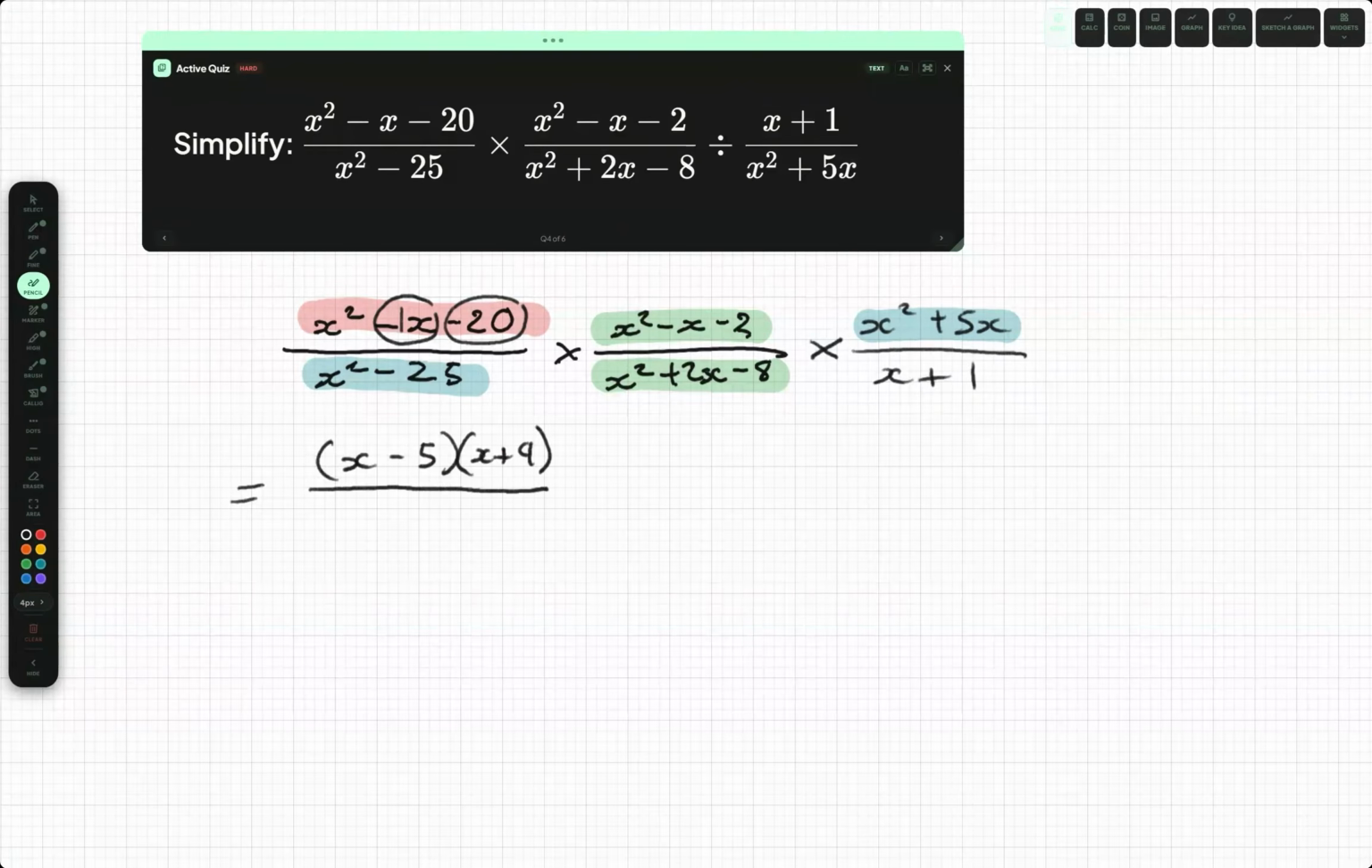All right. This one here, we have a value squared minus another value squared. It's going to be difference of squares. So x plus 5 times x minus 5. All right, multiply that across. We have our next quadratic here. So we need values that add together to give -1, and they multiply together to give -2.